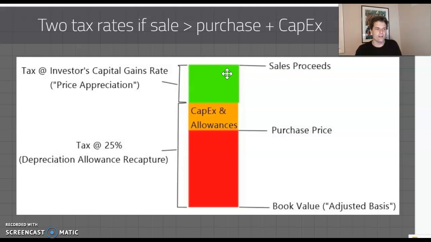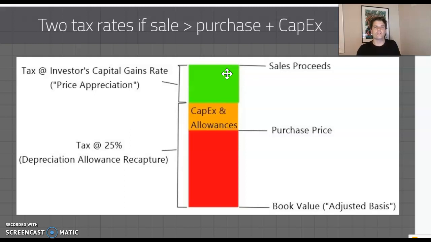So any depreciation allowance here in the United States that is recaptured at the end is taxed at 25%. It's a fixed rate. Now, for most investors, that's lower than their marginal tax rate. So, right, depreciation is great for commercial real estate.